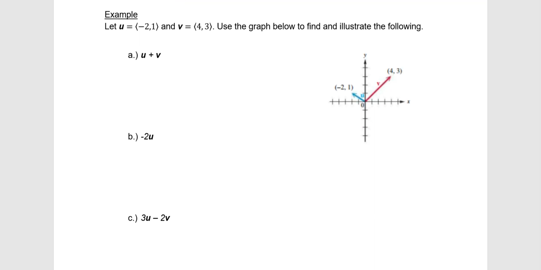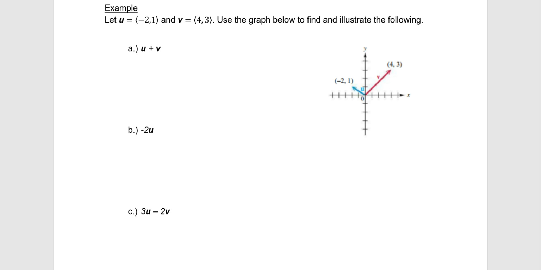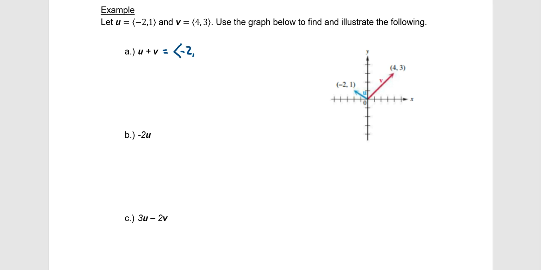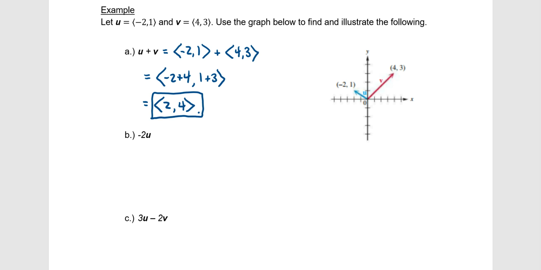Let's go ahead and do some examples. Let u be the vector -2, 1, and v be 4, 3. We have this graph below to show here's v and here is u. Let's do these problems and also draw them out, drawing the result. For a, it's u plus v. Writing it out in this format, it's -2, 1 plus 4, 3. All we have to do is add the first components and add the second components. So it's -2 plus 4 for the new first one, 1 plus 3 for the new second one. That gives us the result 2, 4. That's the sum of those vectors. Let's go ahead and draw it out.